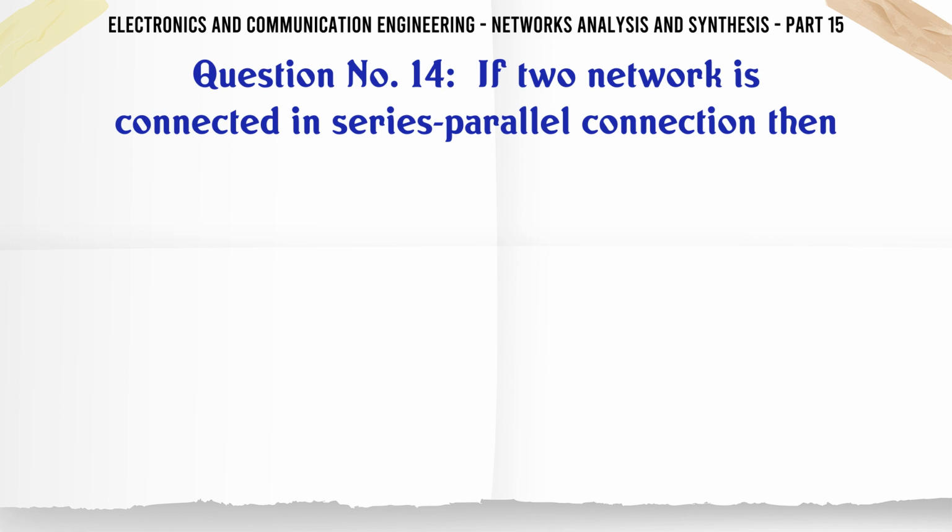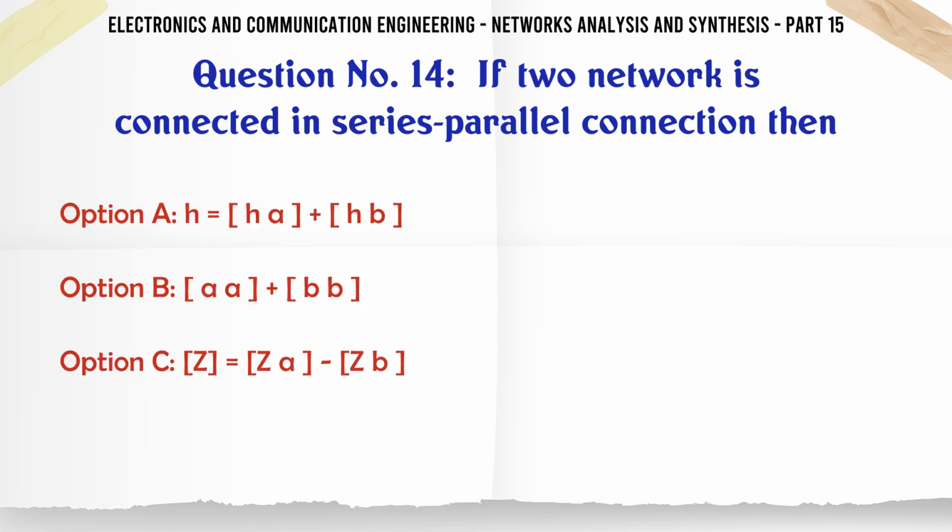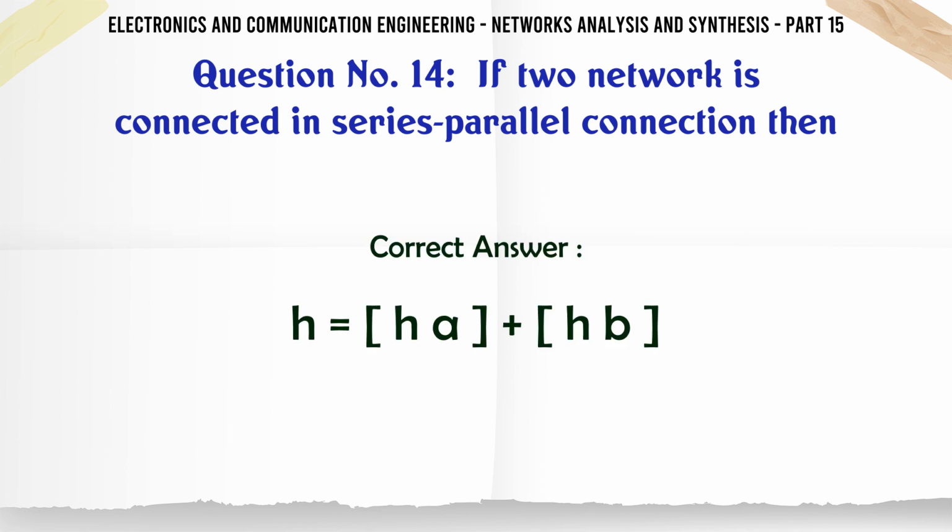If two networks are connected in series parallel connection, then: A: h = hA + hB, B: hA hB, C: z = zA + zB, D: none. The correct answer is h = hA + hB.